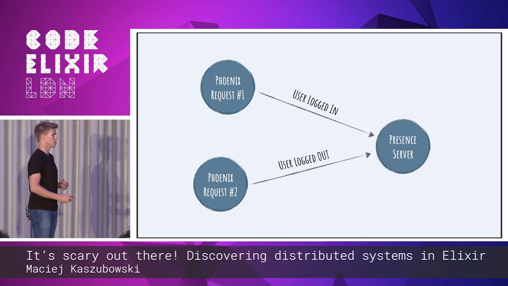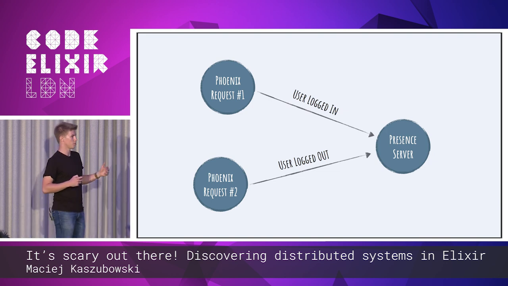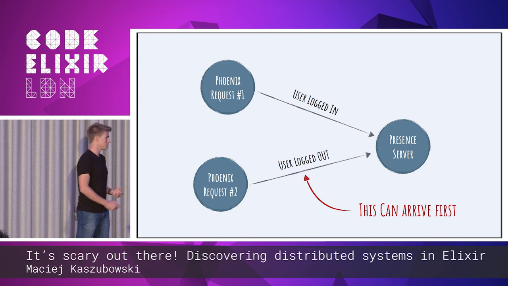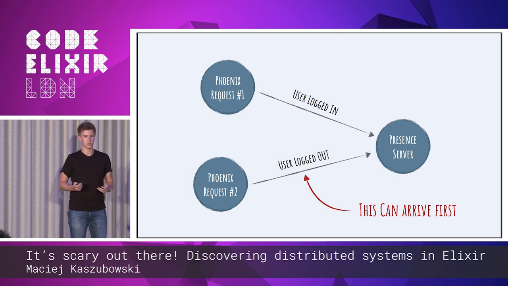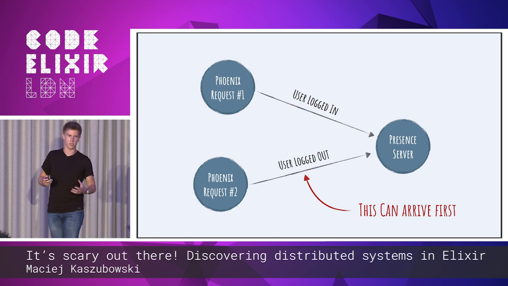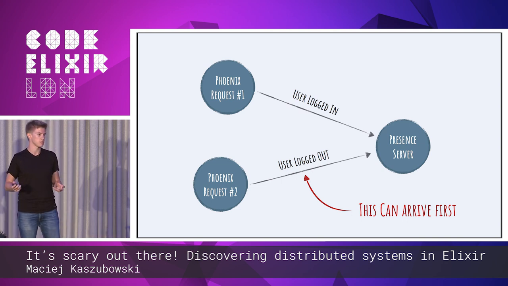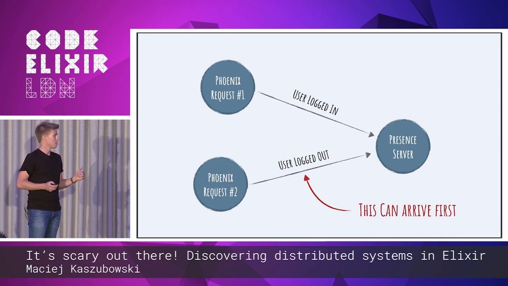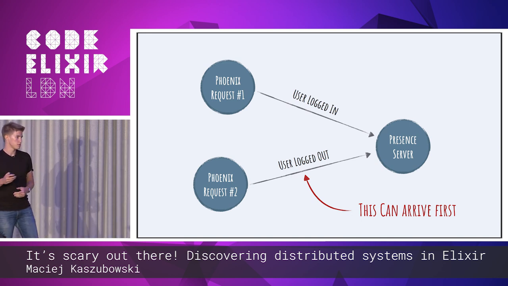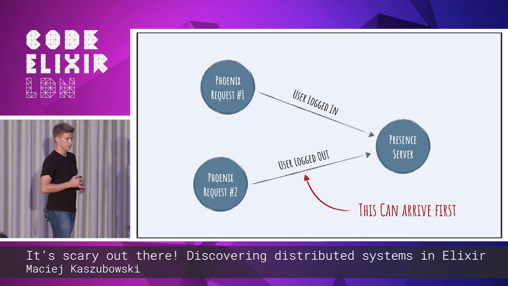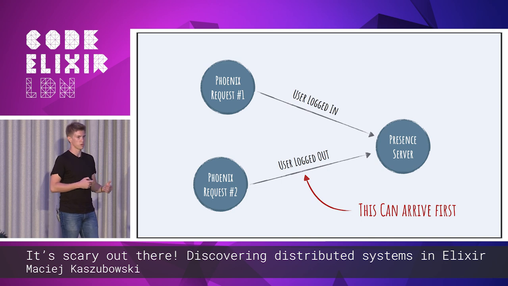But because we don't have this ordering between more than two processes, this message can arrive first. So if you have this logic that is basically a state machine that assumes that the user logs in and only then can log out, the logic of this state machine can be broken by delivering messages out of order.